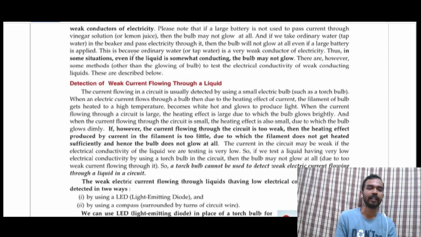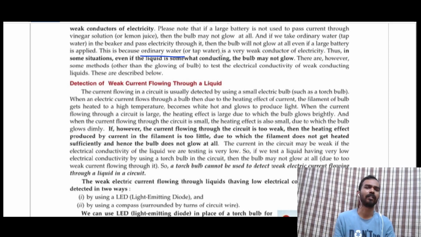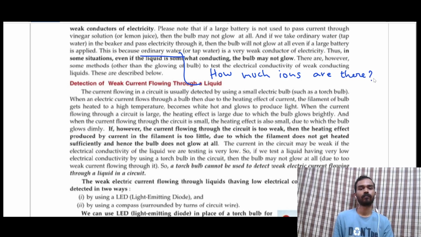Okay. Now, in case you have ordinary water, it will have some ions. Salt water has more ions, so it is a strong electrolyte. Ordinary water has some ions, so the bulb will glow dim. If it is very pure water, like water filtered through a reverse osmosis membrane to remove all the ions, then water doesn't have any ion, and the bulb will not glow. It depends on how many ions there are. So the bulb may or may not glow.